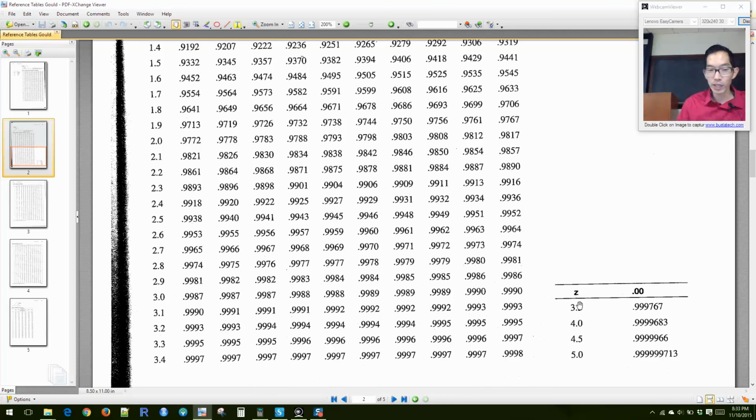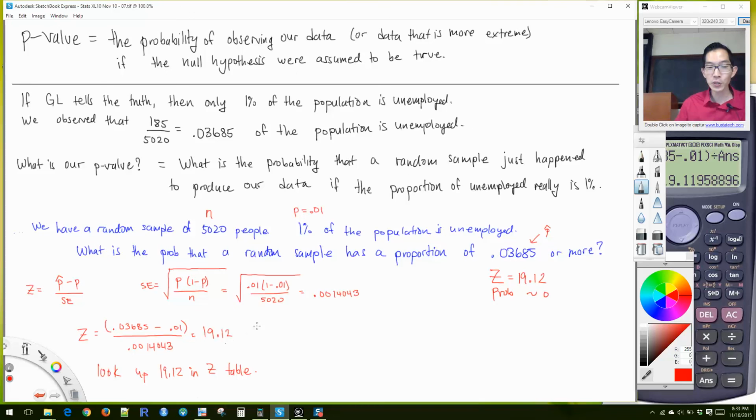So if we ask, could a random sample of 5,020 people produce 185 unemployed people just from random chance? The answer is no. It could not happen by random chance. We are 19 standard deviations away.